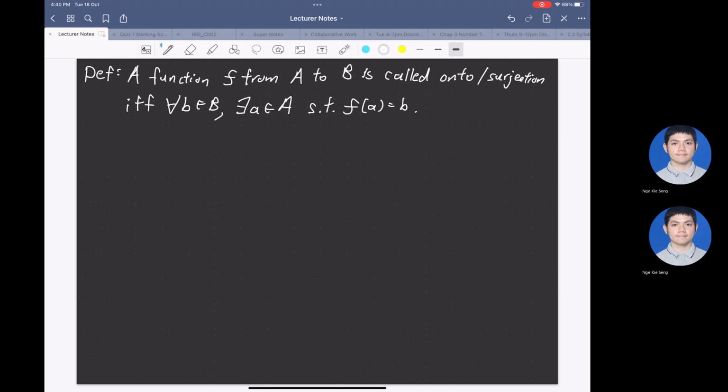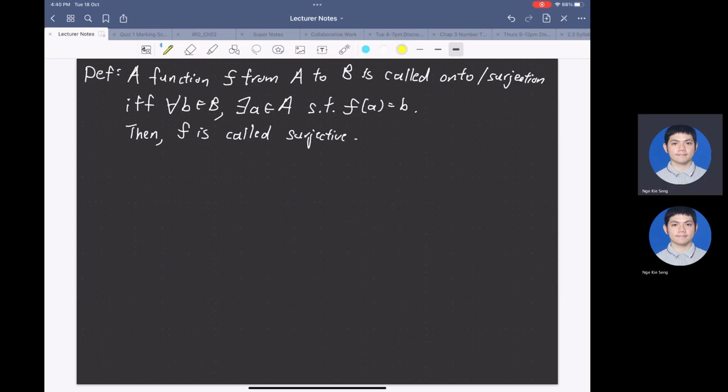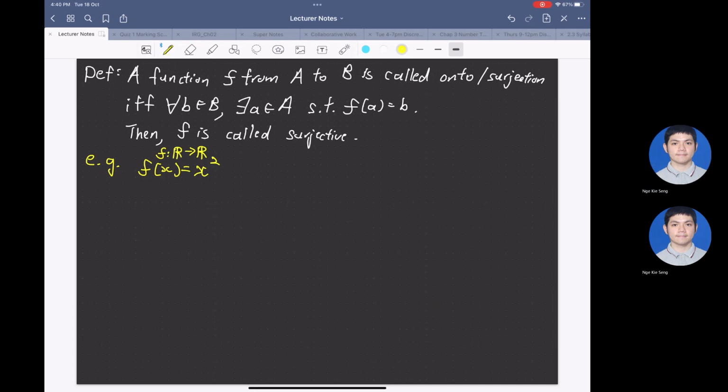Okay, then f is also called surjective. Okay, so for example, f(x) equal to x squared. Is it onto? Is it onto the real numbers? Is f onto, f equal to x squared?